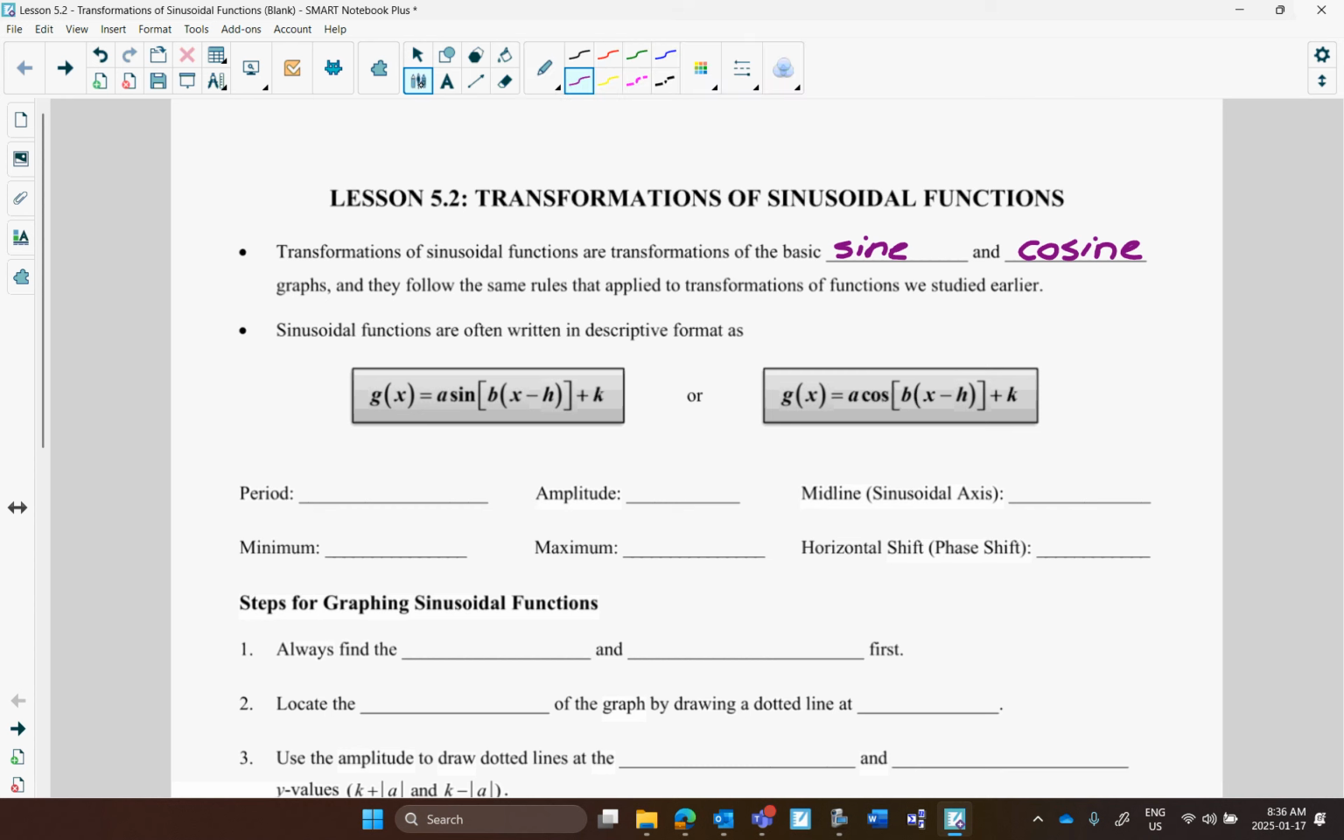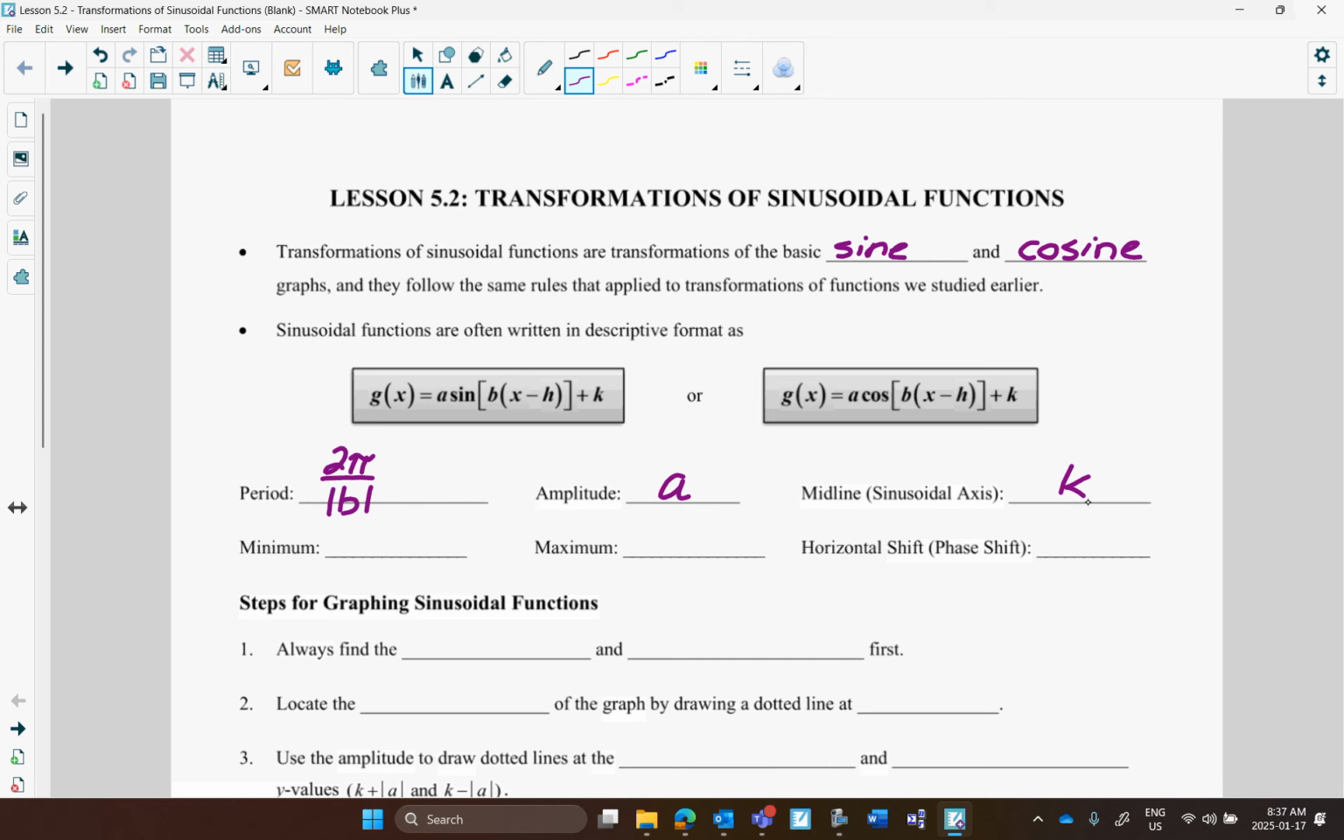The period is represented by B, but we calculate it by doing 2 pi over the absolute value, don't include the negative, of whatever B is. Because remember, the transformation for a horizontal stretch from B is 1 over B, but the period for regular sine and cosine is 2 pi. The amplitude will be whatever the value of A is. The midline will be whatever the value of K is. Because remember, K represents a vertical shift.